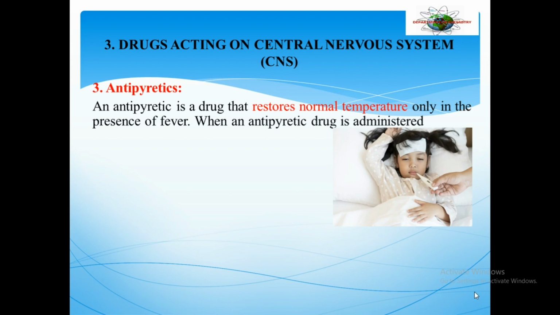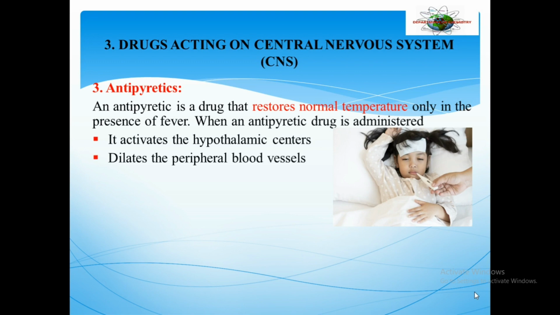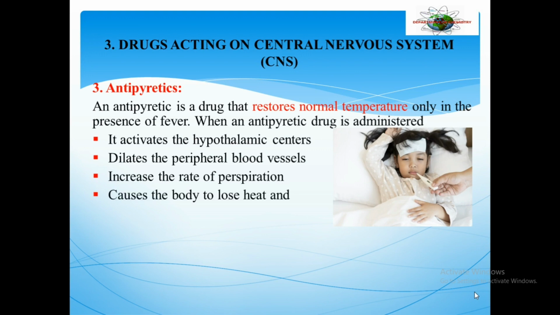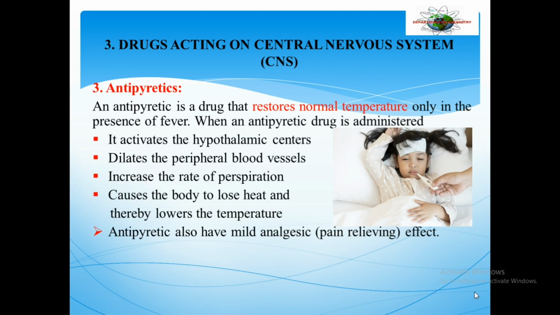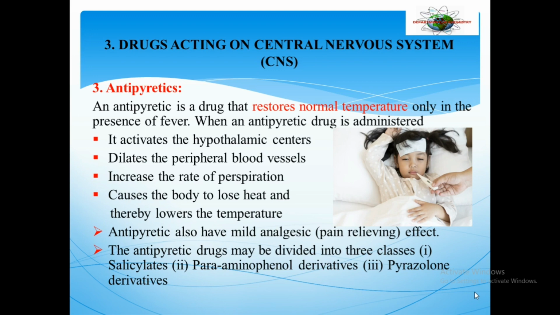Then next class of non-selective CNS depressants are antipyretics. An antipyretic is a drug that restores normal temperature only in the presence of fever. When an antipyretic drug is administered, it activates the hypothalamic centers, dilates the peripheral blood vessels, increases the rate of perspiration, causes the body to lose heat and thereby lowers the temperature. Antipyretics also have mild analgesic effect.